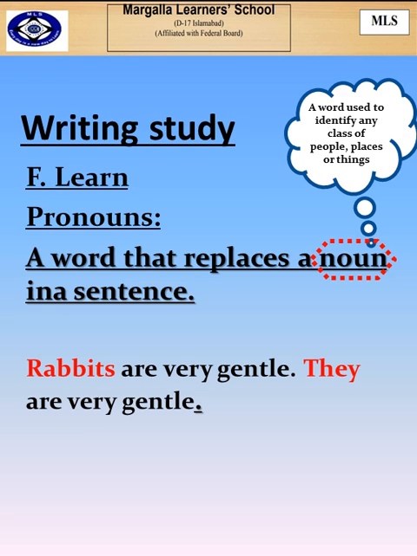For example, rabbits are very gentle. Rabbits is a name, so rabbits is a noun. Now let's see what a pronoun is. They are very gentle. They is replacing a noun, that is rabbits. So they is a pronoun.